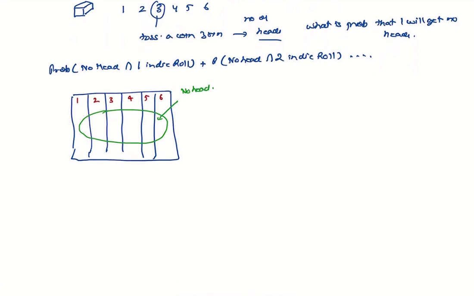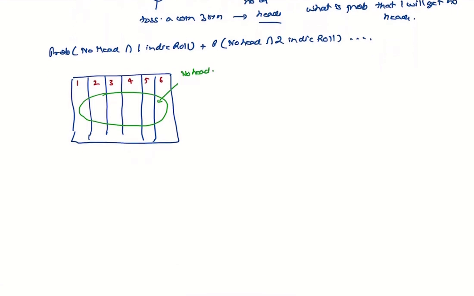So what is the probability of getting no head and 1 in the die roll? That is probability of no head and 1 in die roll. Now probability of getting each of them is 1 by 6, and probability of getting no head and 1 in die roll means you're just getting probability of half. And what is the probability of getting a 1 in a die roll is 1 by 6. So that is going to be 1 by 12.